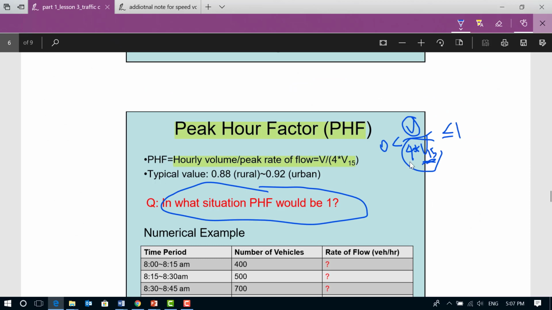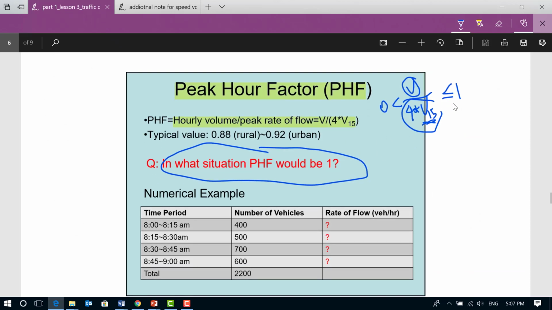So the larger the PHF, the more stable the traffic volume, the less variability within 1 hour, right? And the smaller the PHF, the less stable the traffic volume within 1 hour. So urban and rural, which one is more stable? Of course, the urban will be more stable. So that's why usually the default value for urban PHF is 0.92, and for rural is 0.88.